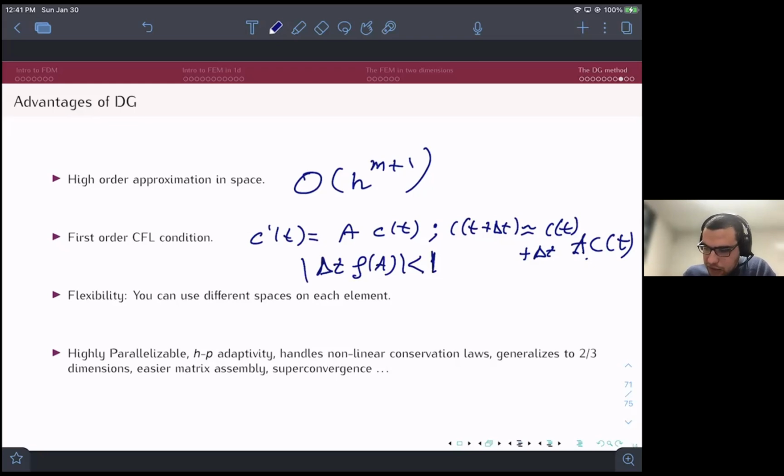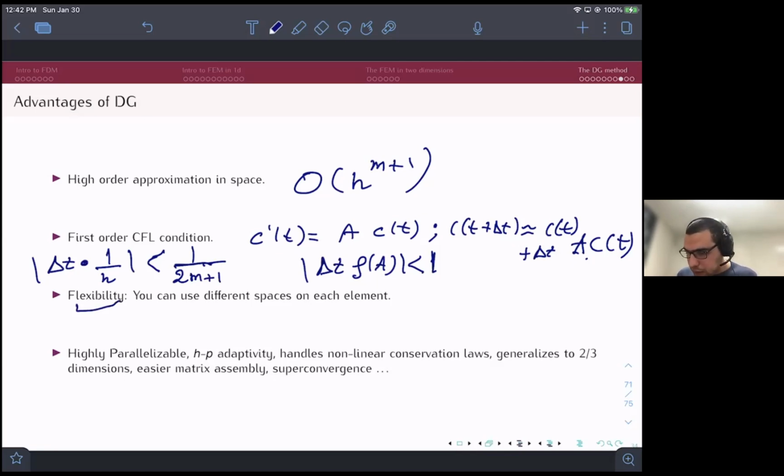As it turns out, in DG, we need delta t times 1 over h to be less than some constant. That's it. For example, in the heat equation we'll have 1 over h squared, which is bad. But for the transport equation, we just need delta t times 1 over h less than C. Actually, this constant will be roughly 1 over 2m plus 1 in 1D and also in 2D with uniform meshes. This is still an open problem for general meshes.